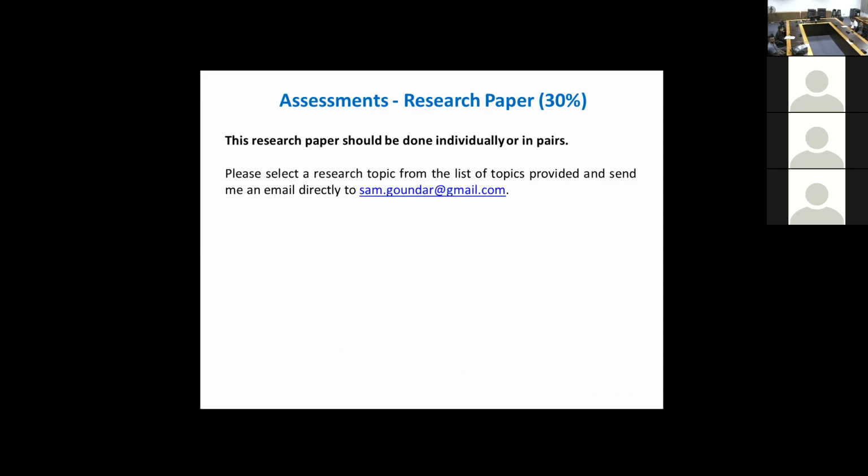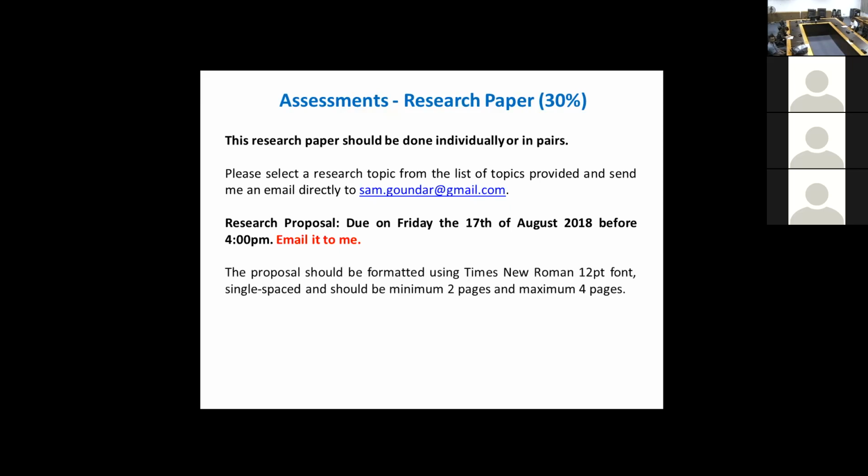Next, I'm going to talk about the research paper assessment. So either you do it individually or you do it in pairs, not groups of 3, not groups of 4. Research topic, once you have selected, send me an email, and you have seen that I have standard replies to your emails in regards to selection of topics. Research proposal is due this Friday, 4 p.m., and you are going to email it to me. The proposal should be formatted Times New Roman, 12-point font, single spaced, minimum 2 pages, maximum 4 pages.